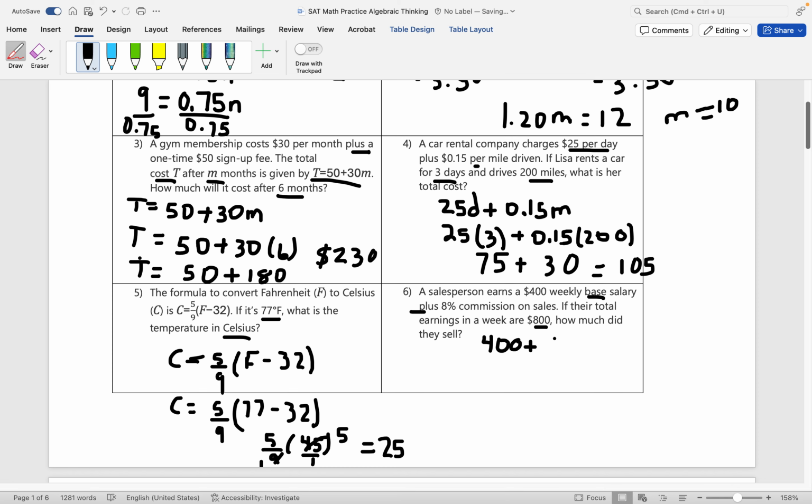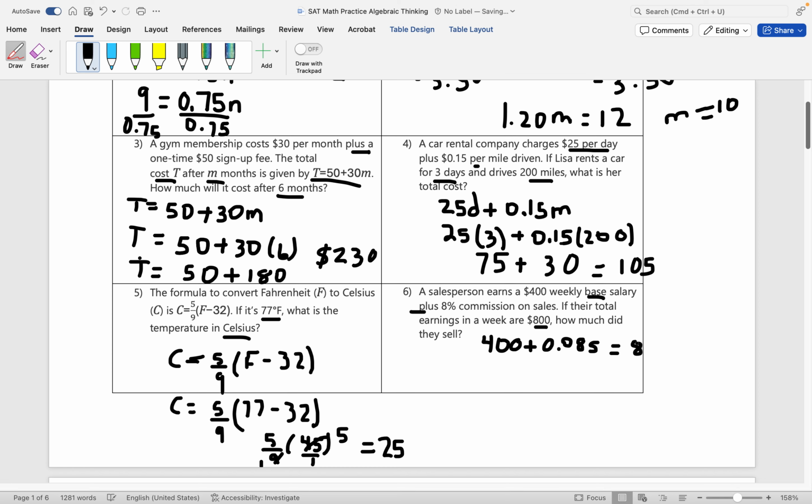So that's 8% on sales. We don't put percents in the equation. We're going to put the equivalent decimal. If you don't know how to change that, just divide 8 by 100. So 8%, 8 divided by 100 will give you 0.08. And then that's going to be multiplied by the sales. I'm going to use the letter S for sales because I don't know. And this particular person, the total earnings was $800. So the 400 in the week plus the commission on the sales equals 800.